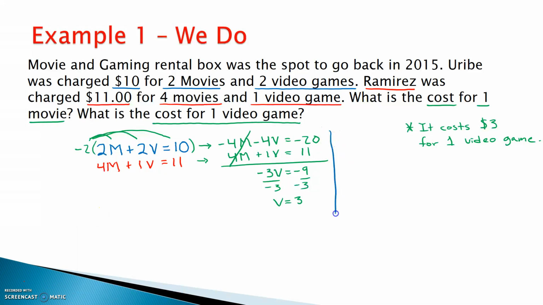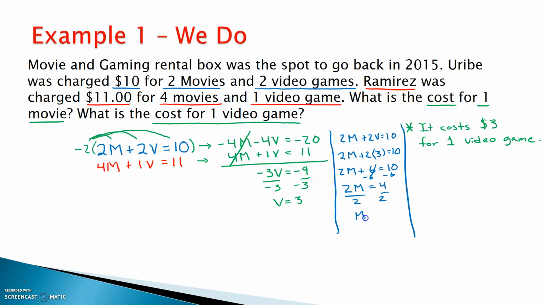So hopefully I have room. I'm going to use 2m plus 2v is equal to 10. Okay, what am I replacing? Well, I know video games cost $3. So this is going to be 2m plus 2 times, instead of that v, I'm going to put a 3, is equal to 10. Well, 2m plus 2 times 3, which is 6, is equal to 10. 2m, when I subtract 6 from both sides, I get is equal to 4. Divide both sides by 2. m is equal to 2.